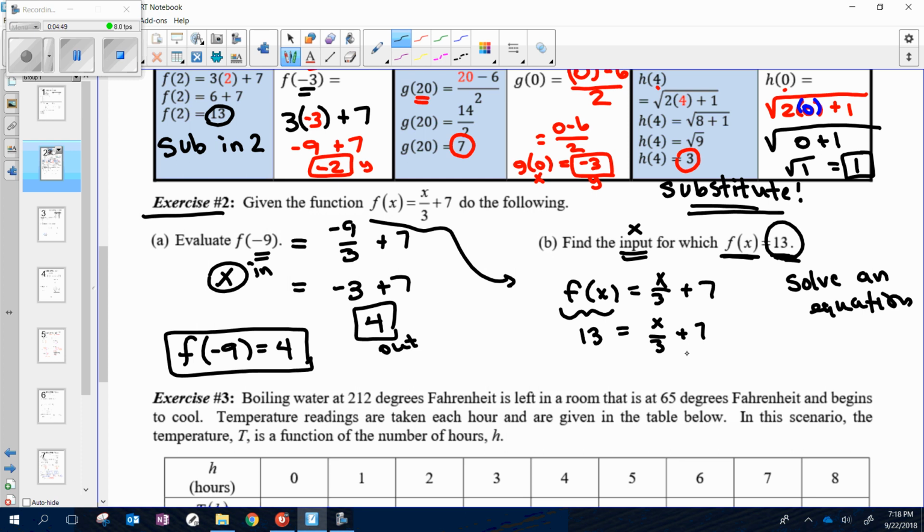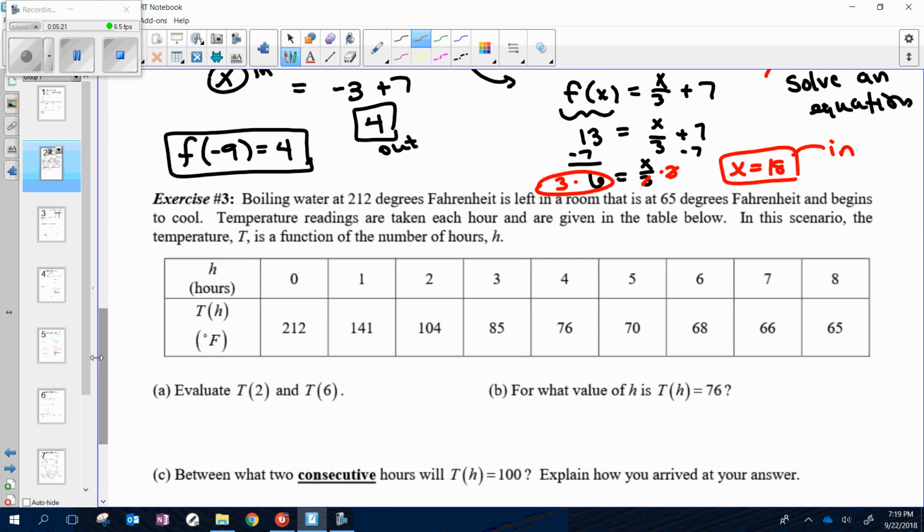So I'm going to subtract 7 over to the other side. I get 6 equals x over 3. And then I'm going to multiply by 3 to get rid of dividing by 3. My final answer will give me 18. So the input would be 18 if the output is 13. So if I put 18 into this function, 18 divided by 3, 6 plus 7, yep, I'd get 13 out.